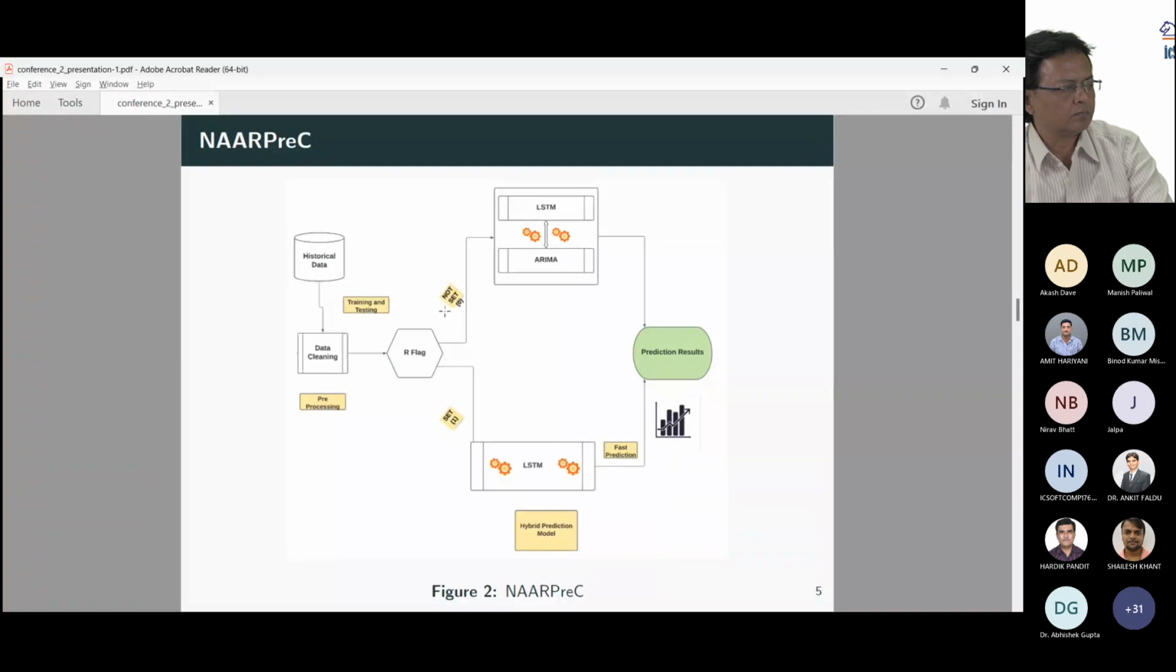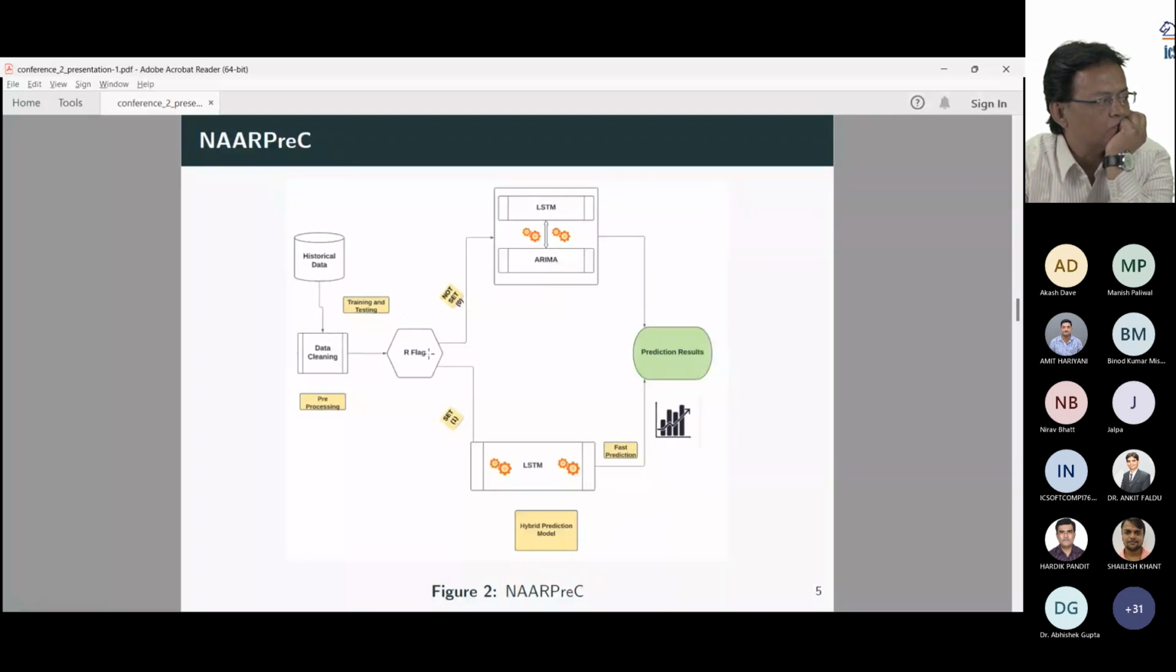Here we can see that the historical data is taken and first it is pre-processed. Once the data is pre-processed, the cloud service provider is required to define the R flag, which stands for requirement flag. Here we have considered the time constraint as well as the accuracy. If the service provider wants the resource prediction result quickly, then it will go with the LSTM model, and the R flag should be set to 1. Here we have taken the LSTM model because it remembers the previous history, and based on that it predicts the future resources accurately.